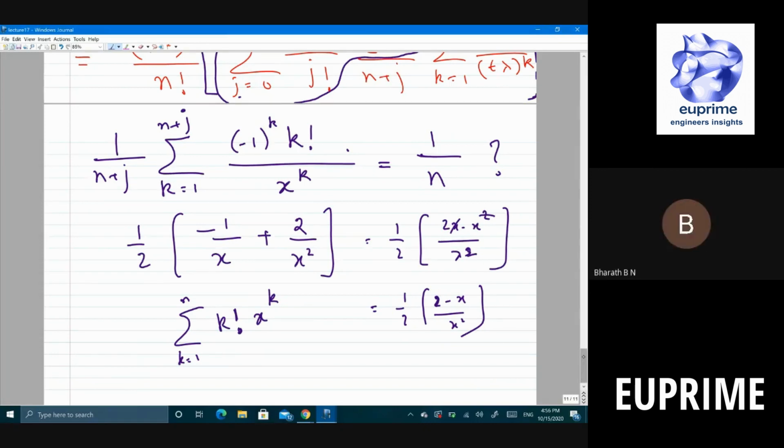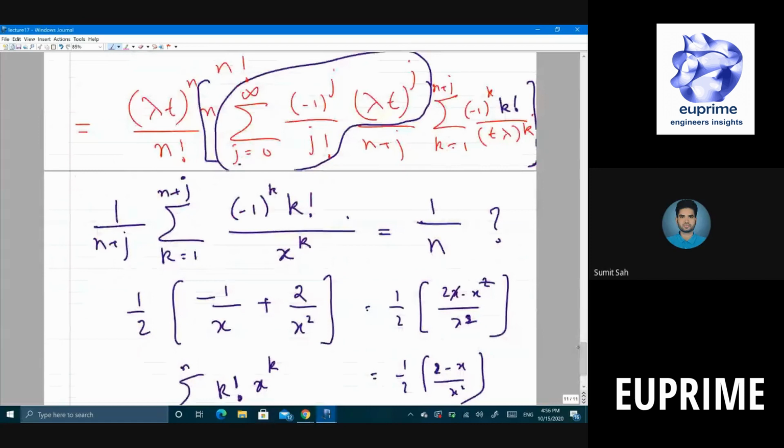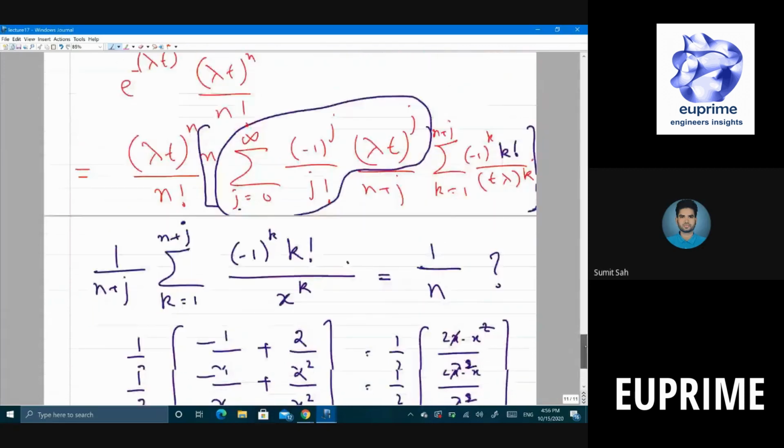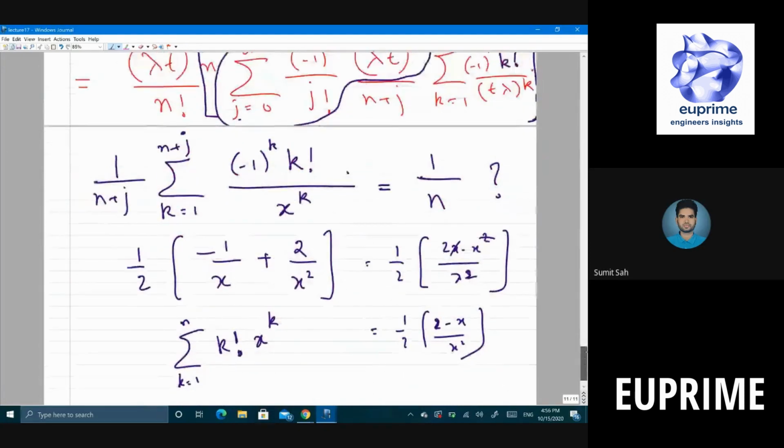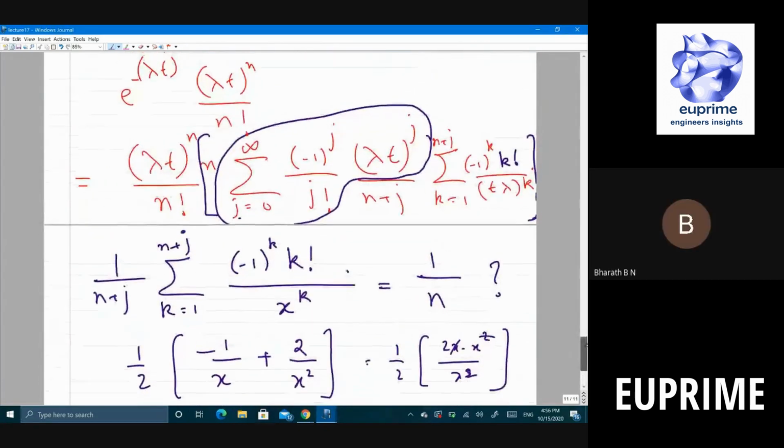Actually, sir, I think that summation will not be finite even, because there is a k factorial term, and if you expand this one, there will always be a k factorial term with this infinite sum. That is true, but you also have minus 1 power k, right? Oh yeah, alternating series.